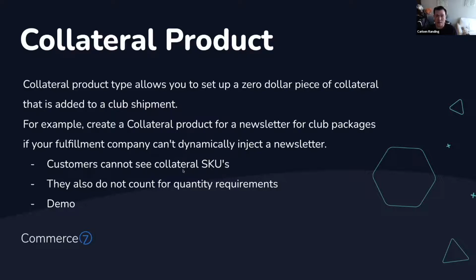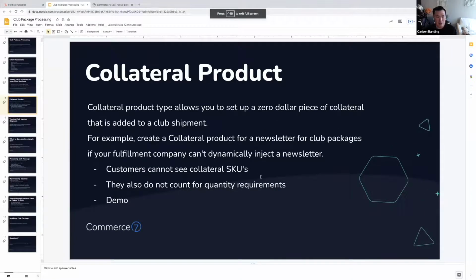So you're still requiring your customers to meet the quantity requirements and not count the newsletter or whatever other collateral you're adding. So let's do a quick demo on how you can create a collateral product and add it to the club package.